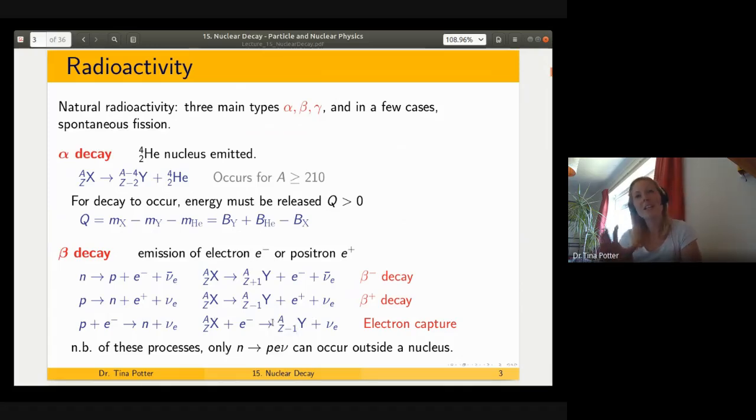So take these three processes. Only the neutron decay actually happens outside of a nucleus. The proton decay and the electron capture here only happen inside a nucleus. It's only that neutron decay that happens outside of a nucleus.